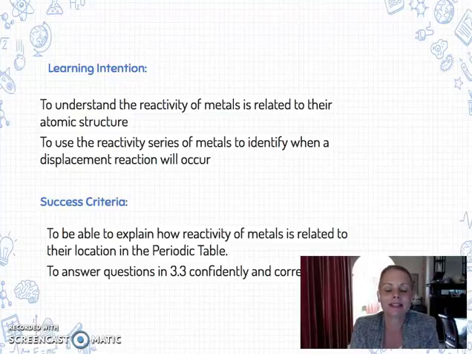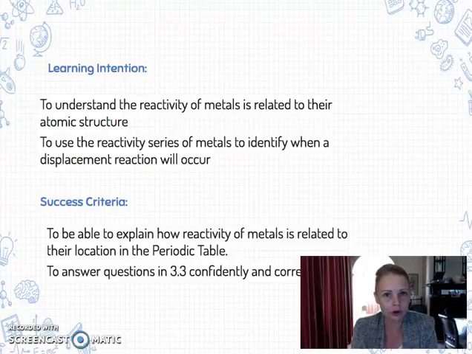Hi everybody, today we're continuing on with metals. We're looking at 3.2. What we're really focusing on today is the reactivity of metals and how that is related to their atomic structure. We've done a bit of this already in the previous two chapters.